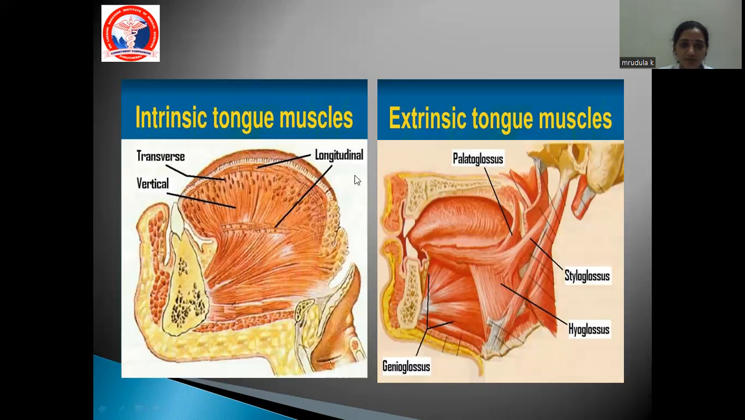So you can see the intrinsic muscles, which are longitudinal. These are the transverse group of muscles, vertical group of muscles, and the extrinsic muscles, they are the palatoglossus, which goes from the palate to the tongue, genioglossus from the mandible to the tongue, hyoglossus from the hyoid to the tongue, styloglossus from the styloid process to the tongue. These are the extrinsic muscles of the tongue, and the others are intrinsic muscles.